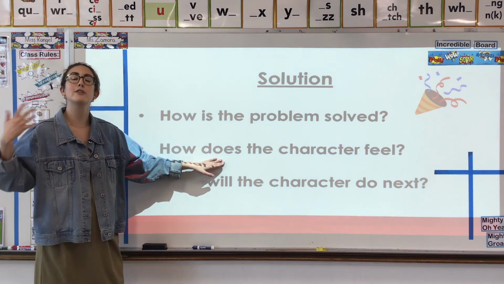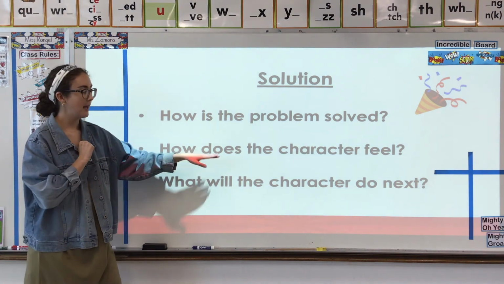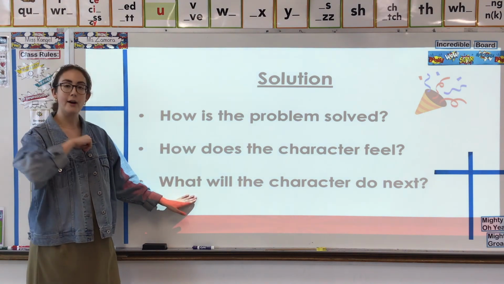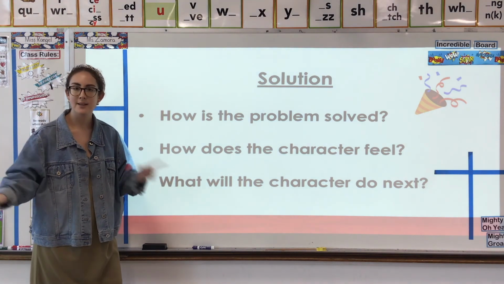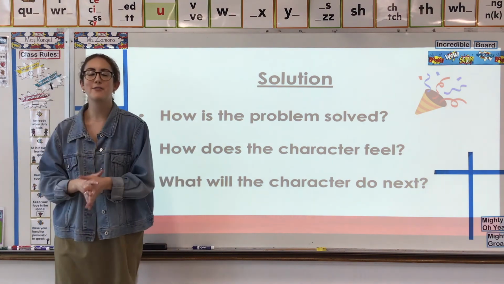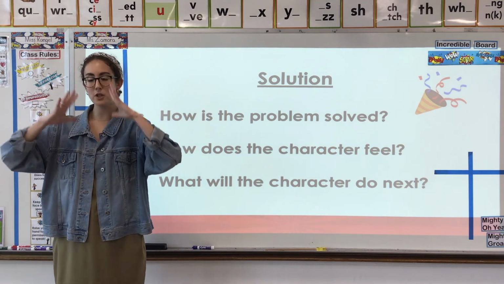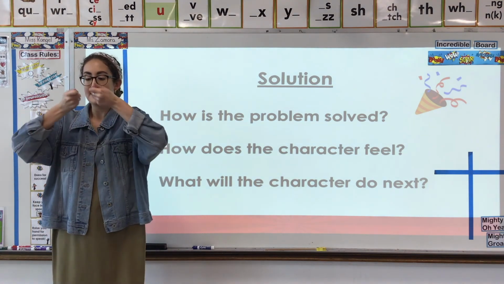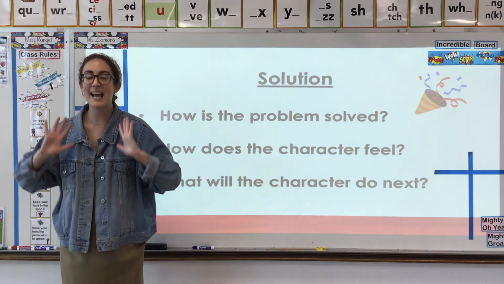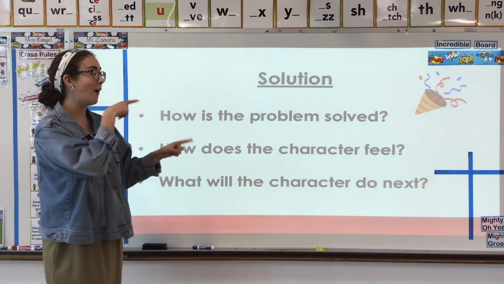How does the character feel? This is what you talked about with your buddy. How does the character feel? And what will the character do next? You talked about this with your buddy too. What is next for your character? So continuing on that draft you already wrote, skip a couple lines or on the back, you're going to write your last and final paragraph of this first draft, answering all these questions.